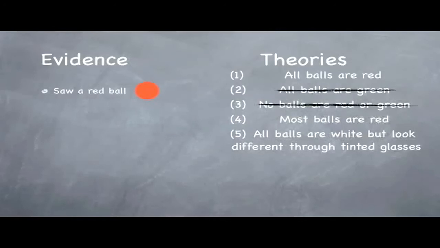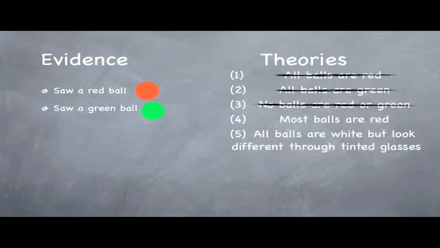So next up, we're going to add a second piece of evidence. We find another ball, and it's green. So we saw a green ball. What happens to theory 1 now? It's no good. We saw a green one, so they can't all be red. We'll have to cross it out.